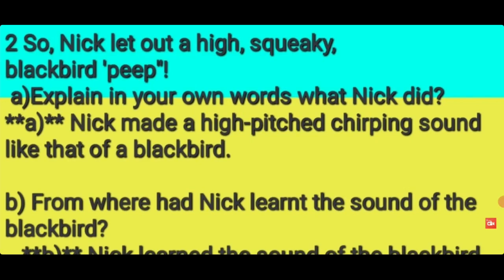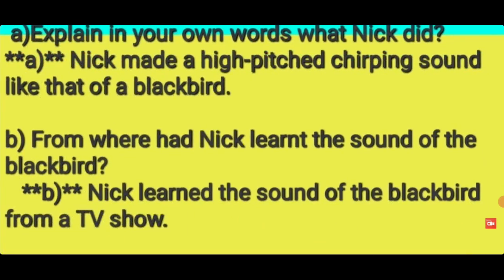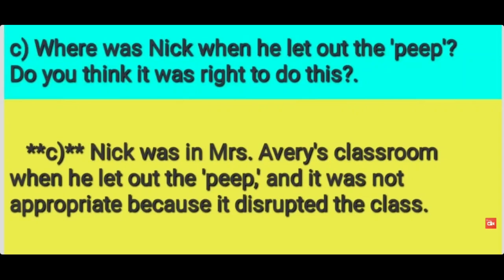Second reference to the context. So, Nick let out a high, squeaky blackbird peep. A. Explain in your own words what Nick did. Answer. Nick made a high-pitched, creeping sound like that of a blackbird. B. From where had Nick learned the sound of the blackbird? Answer. Nick learned the sound of the blackbird from a TV show.